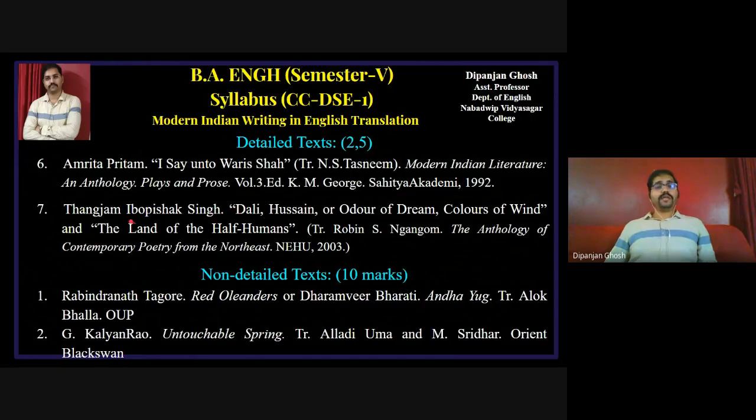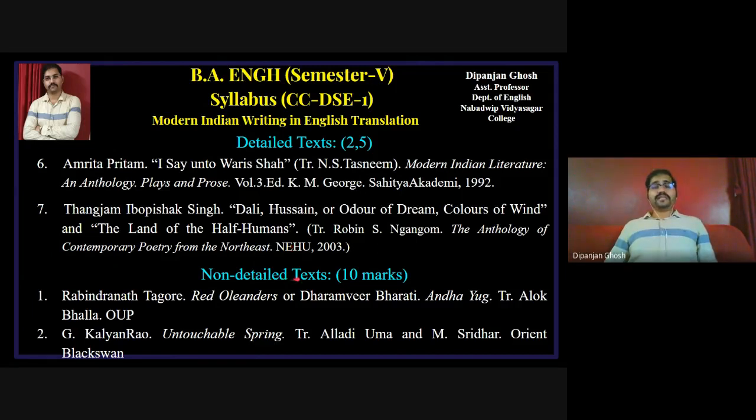The next one is Thangjam Ibopishak Singh, Dali, Hussein, or Odour of Dream, Colours of Wind, and The Land of the Half Humans. These were translated by Robin S. Ngangom, as probably you have heard the name, because two poems by Ngangom were in your syllabus. It was published under the Anthology of Contemporary Poetry from the Northeast. So you can find these two poems were in your syllabus.